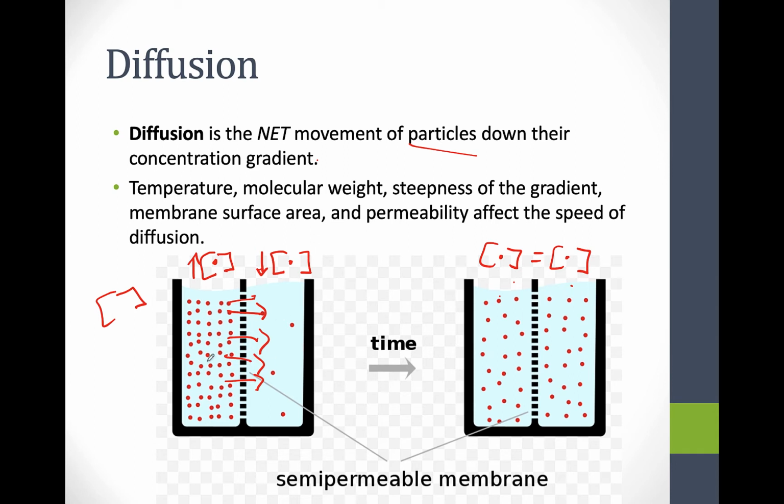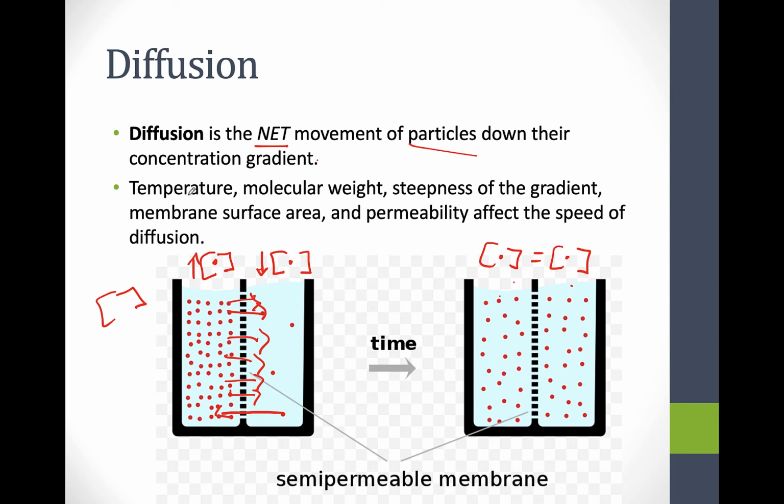Not every red dot moves in the same direction. These are moving randomly. So this red dot might have actually moved to the left, but since so many more are moving over to the right, we end up with an equilibrium. So that's what I mean by net. Not every single particle moves down a concentration gradient, but overall, most of them do.